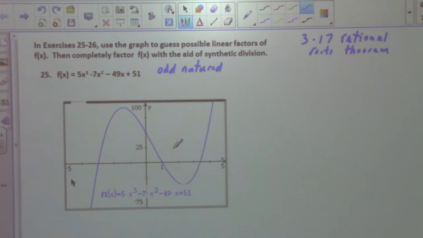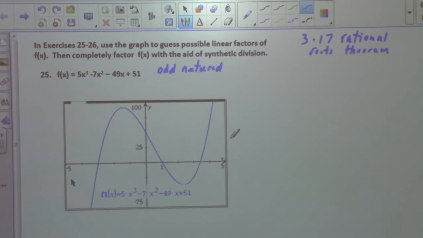Two things will tell you it's odd-natured here. End behavior. Starts low, ends high. Very good. What else tells you odd behavior? Third power. Okay? So those two things will tell you. You have graphical evidence and function evidence.